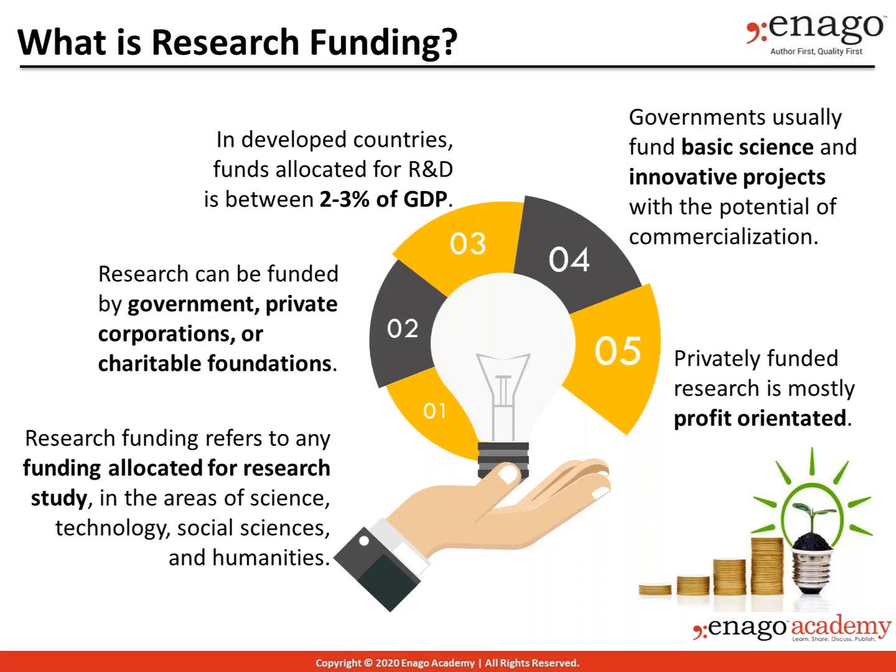Most developing countries spend 2 to 3% of GDP, or gross domestic product. So it's actually quite a lot of money, a small proportion of the overall production, but it's there, and it can be in any area of endeavour, of science, technology, social science, or humanities. Next slide.